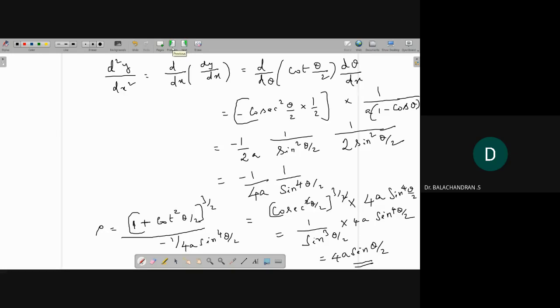I think you know how to solve problems in parametric form. You can use this formula directly, or otherwise you can use the formula for parametric form. So that is up to you. You should decide which one is easier.